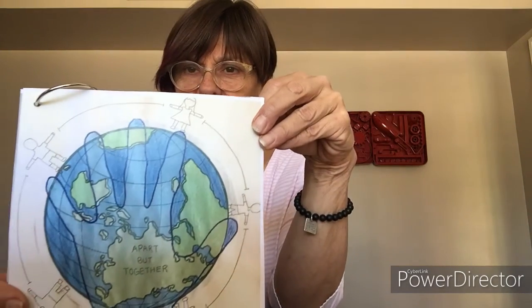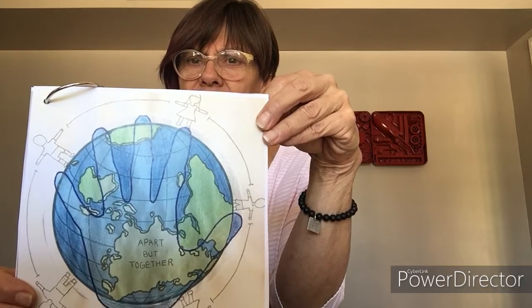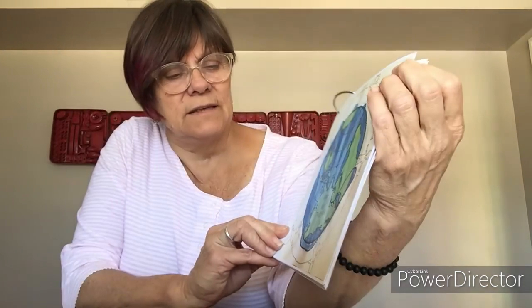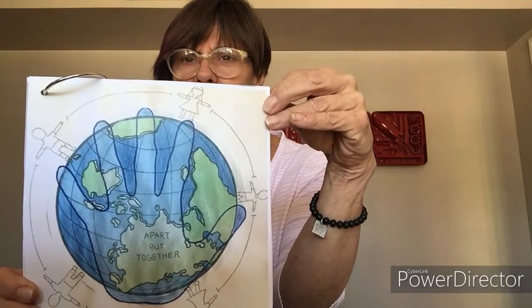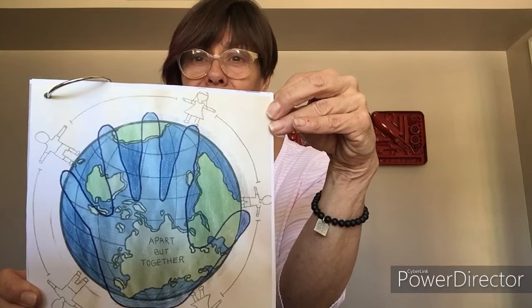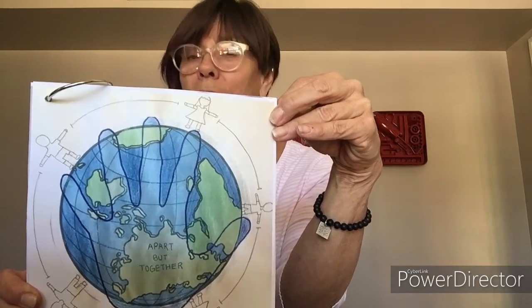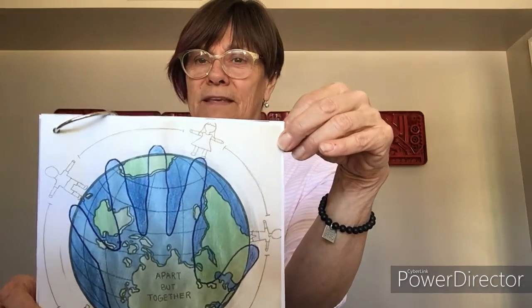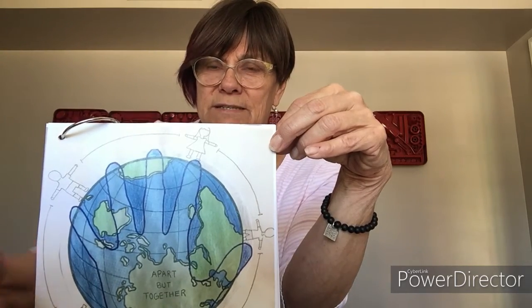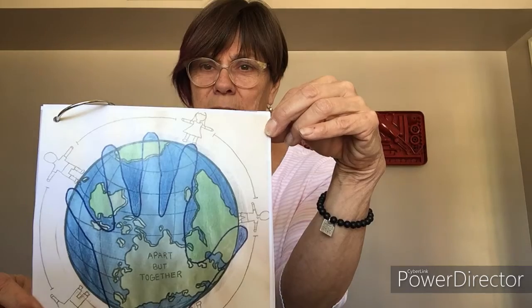This is done with markers, I believe. It affected the whole world. And it says apart, but together. Because the continents are apart. They're very far apart, but we are all being affected by this. And then she has people separated by those distance marks that sometimes we see on maps.